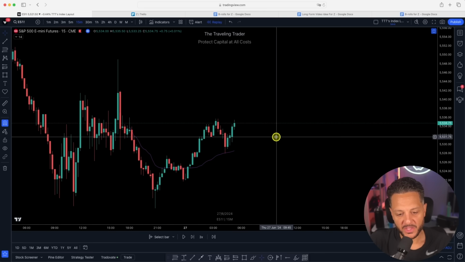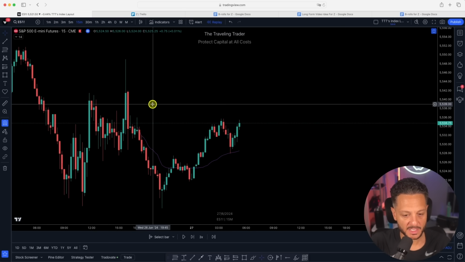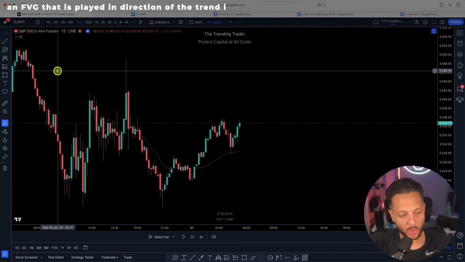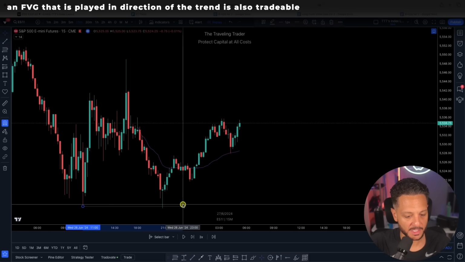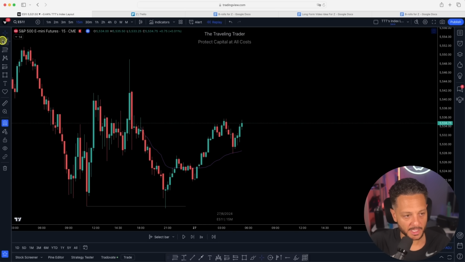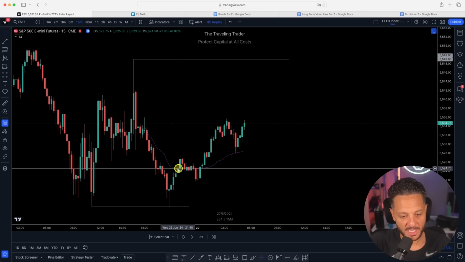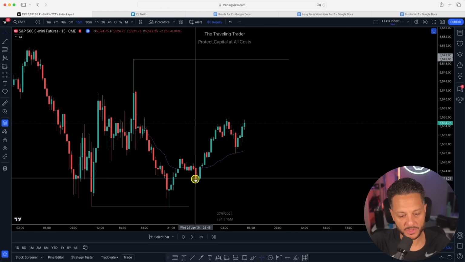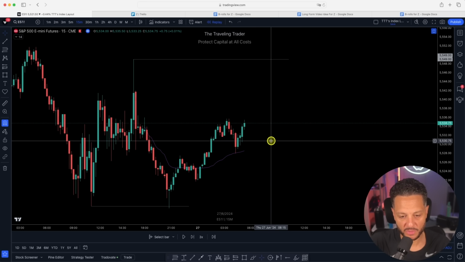Now, what other fair value gaps count? So the fair value gap that's created after a liquidity sweep, in my opinion, is the most important one. The next fair value gap that's tradable is one that is played in the direction of the trend. So as you can see here, we did sweep this liquidity here, and say you missed this trade here. If we are targeting this liquidity zone here, this recent swing high, you could see that after we swept this liquidity, we traded down into this fair value gap. Let's just say that you missed this. Is there a trade that you could take?